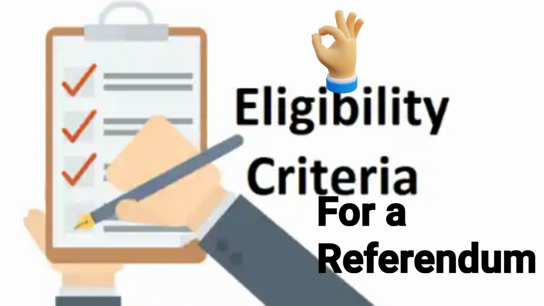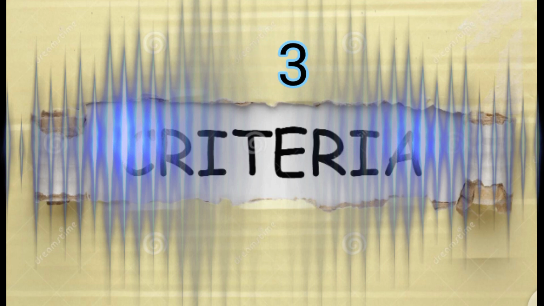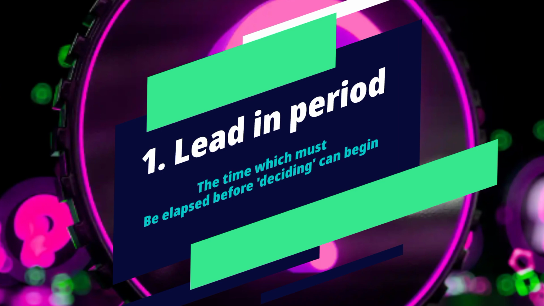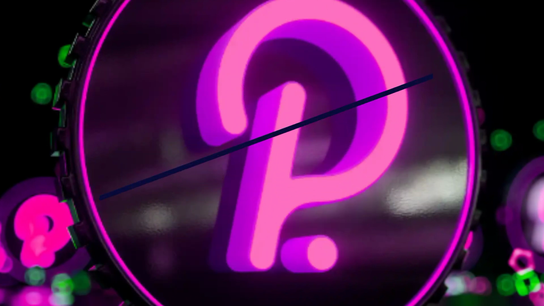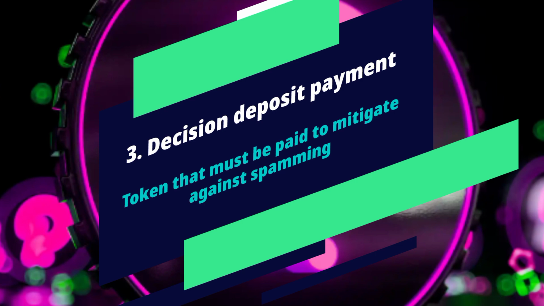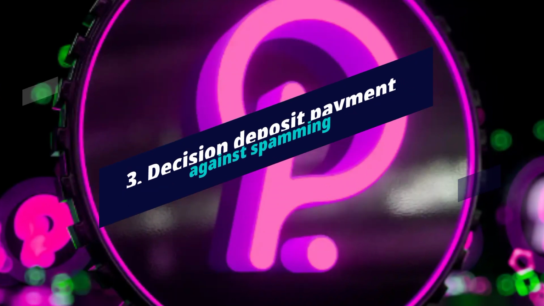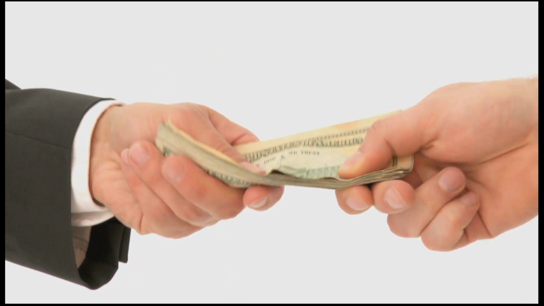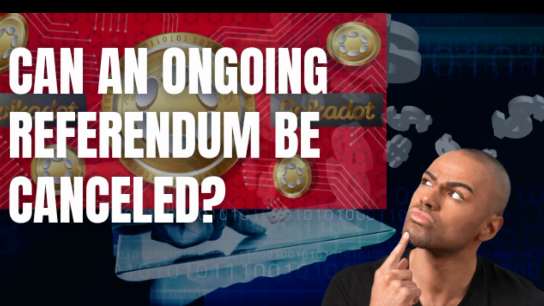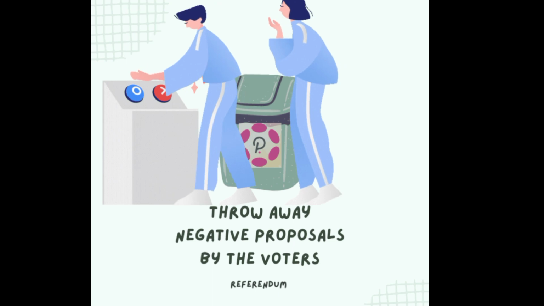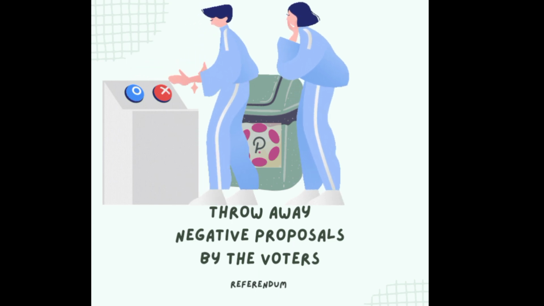So, before any referendum is passed, there are three criteria that have to be met, which are lead-in period, room for decision, and decision deposit which has to be paid. When the referendum is in the state of deciding, it is eligible for approval. This eligibility period lasts for 28 days. If by any chance it is not passed within this period, it is rejected and the decision deposit is refunded. In another instance, if the voters see a negativity in a referendum, a voting process for the cancellation of the referendum can be instituted, although with a faster time frame and a lower threshold for passing.